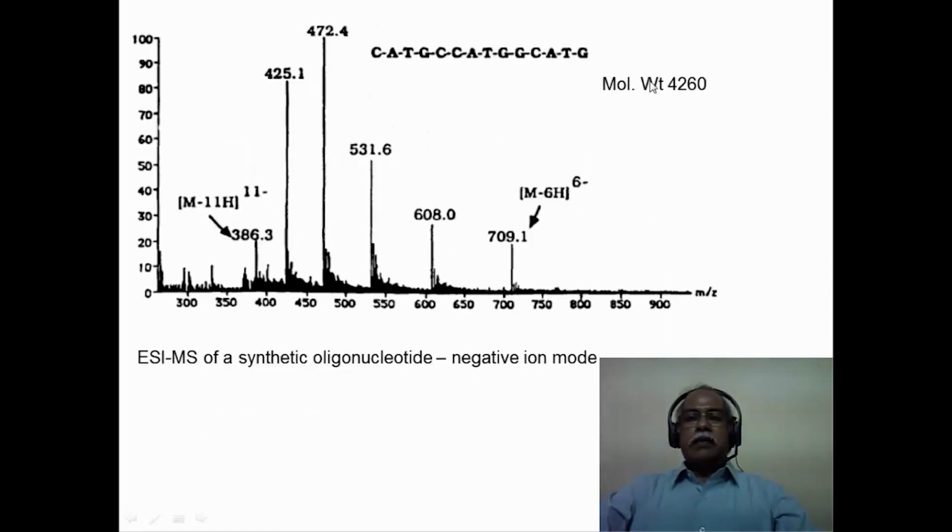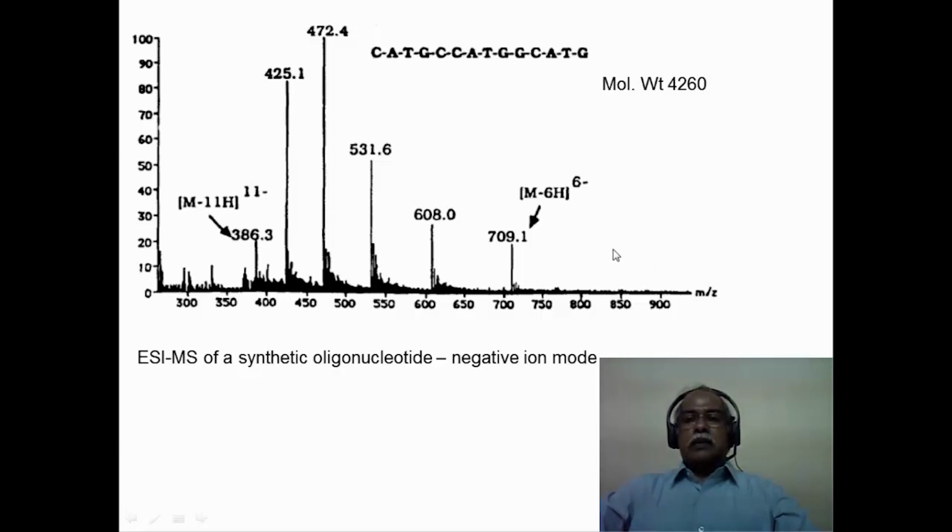Here is a DNA sequence. The sequence is shown here very clearly. DNA, remember, the skeleton of DNA has phosphate units which are negatively charged. So it is advantageous to do negative ion mode mass spectrometry in the case of DNA samples, because DNAs are naturally negatively charged on the periphery, because of the phosphate linkages that one has in the DNA molecule.